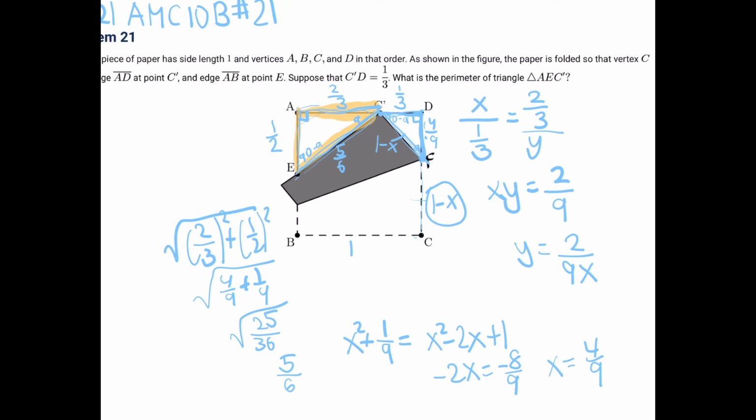So let's just do it over here. 1/2 plus 2/3 plus 5 over 6. Simplifying, that gives us 12 over 6, which is 2. And at the actual competition, that is answer choice A.